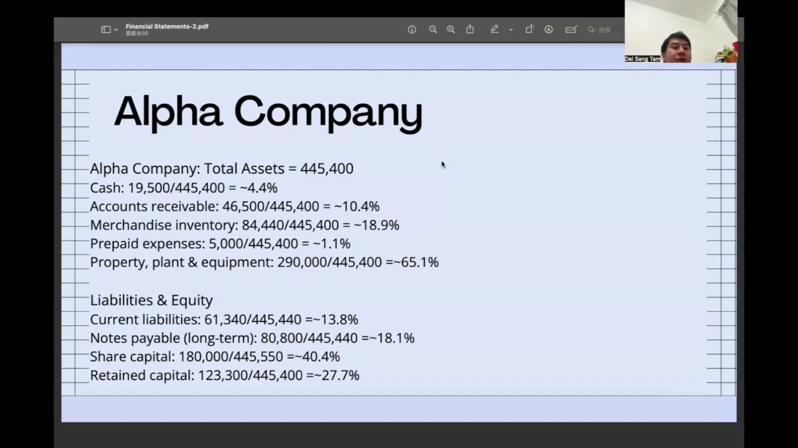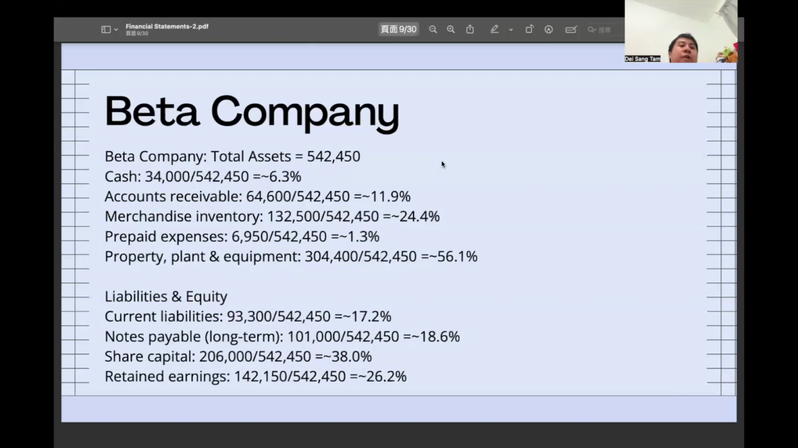For the liabilities and equity, the current liabilities occupies 30.8%, and the notes payable occupies about 18.1%, and the share capital is nearly 40.4%, while the retained earnings is about 27.7%.